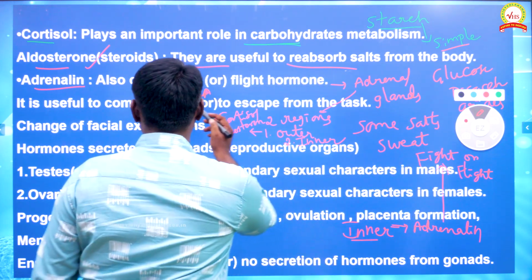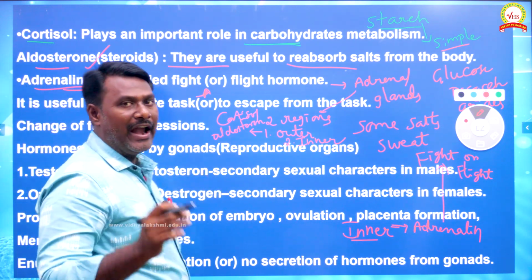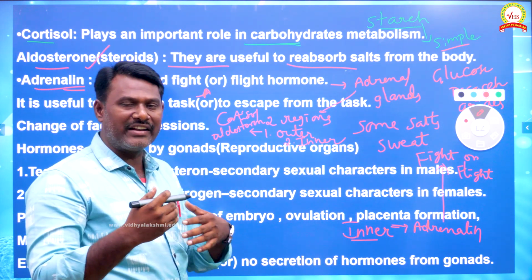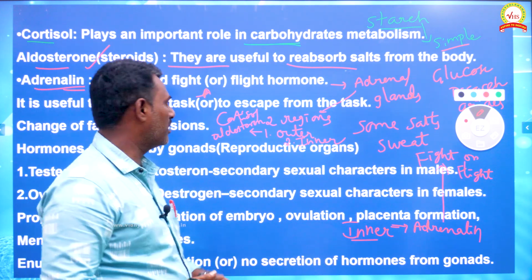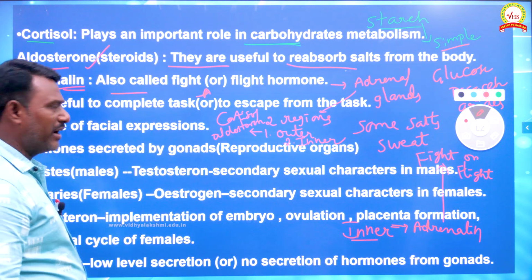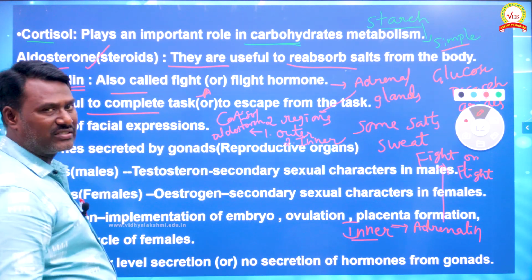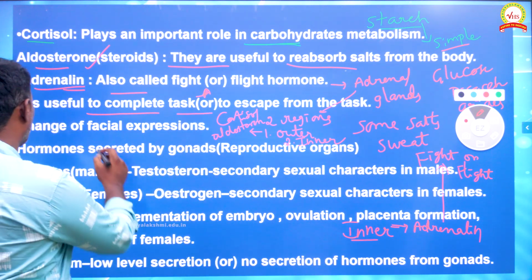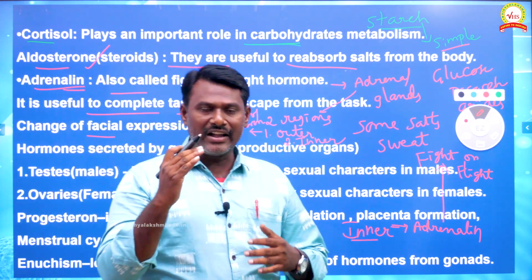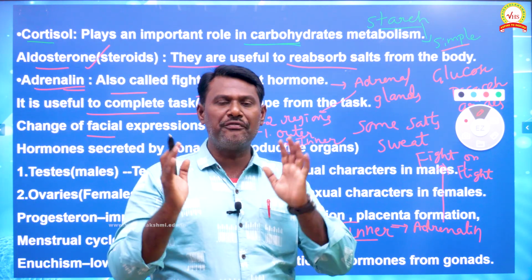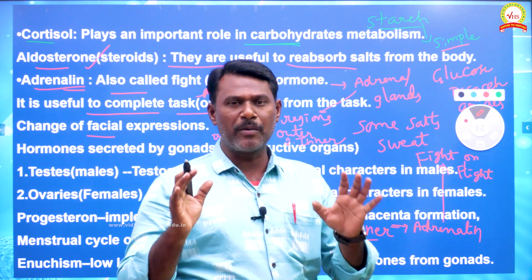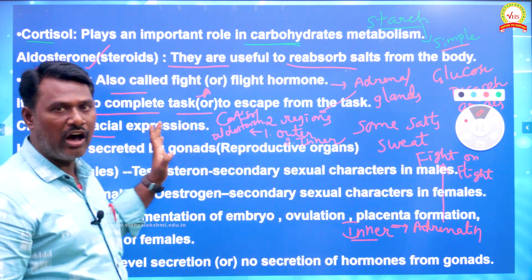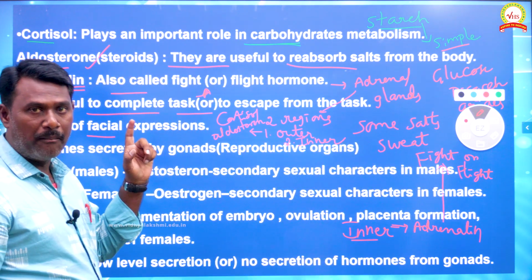This adrenaline hormone is secreted by the adrenal medulla region, the inner layer of the adrenal glands, and it is useful for various activities. It is useful to complete the task or to escape from the task. Next one is very, very important: adrenaline is also useful for changing facial expressions. We can see some people immediately change their facial expressions. That is because of the adrenaline hormone secreted by the adrenal medullary region.